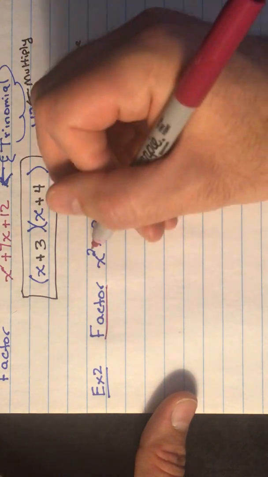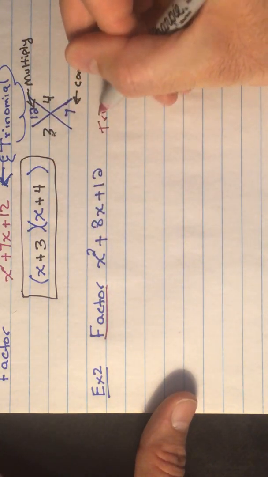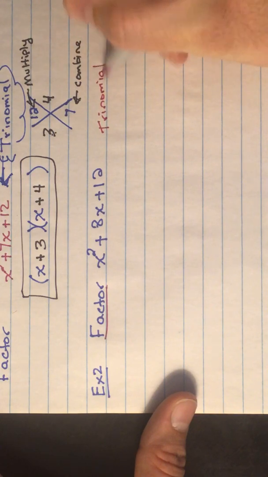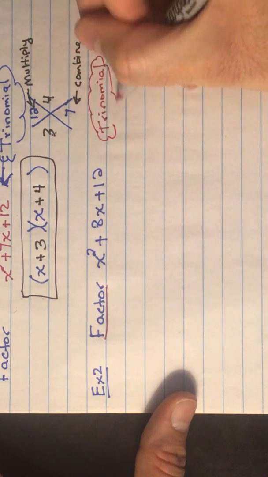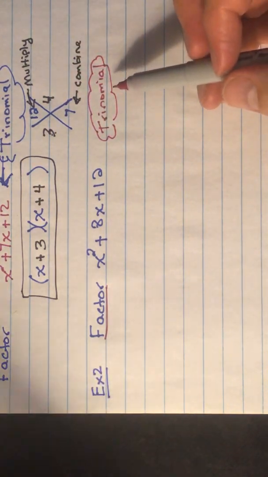And so in my head I'm thinking, oh, I have a trinomial. Well, do I know what kind of multiplication leads me to a trinomial?